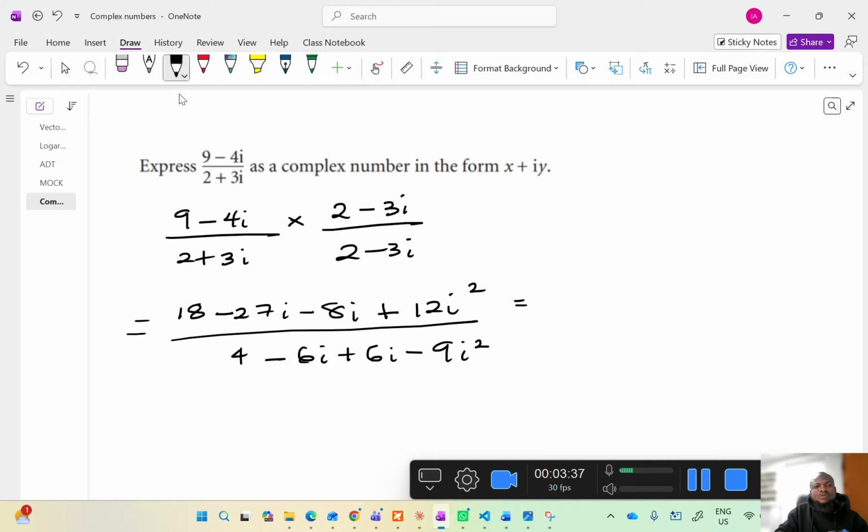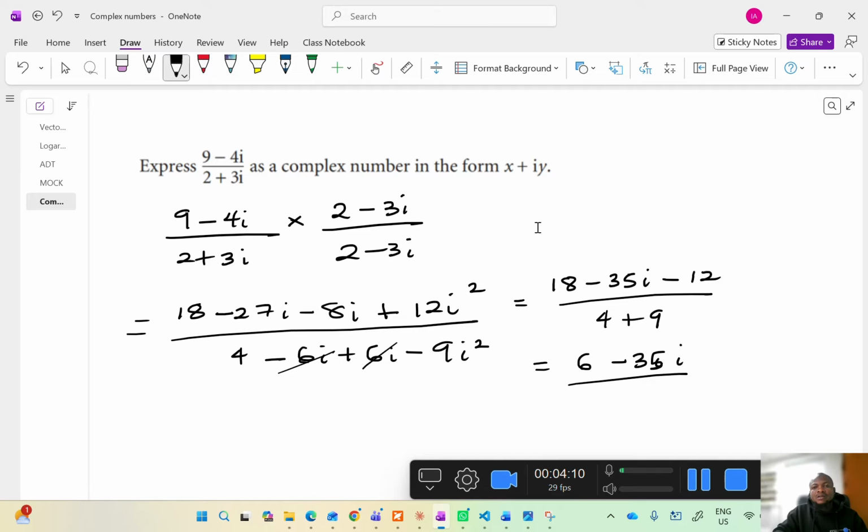So this becomes 18 minus 27i minus 8i, which is minus 35i. Then i squared is negative 1, so this becomes minus 12. Of course, the 6i terms cancel out. i squared is negative, so the denominator becomes 4 plus 9. So 18 minus 12 is 6 minus 35i, and 4 plus 9 is 13.